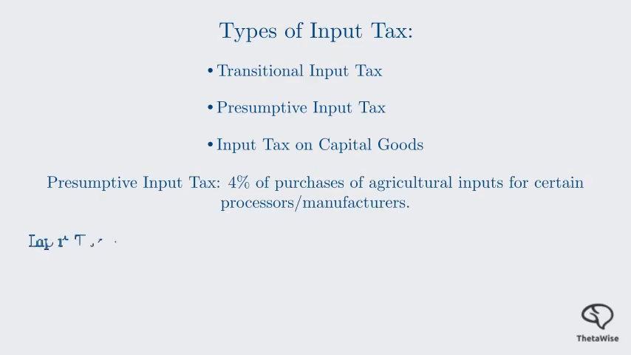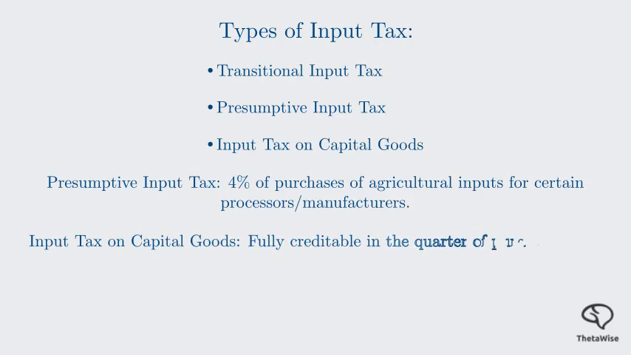Finally, there's input tax on capital goods. For large purchases of capital goods, like machinery, with a cost exceeding 1 million pesos, the input tax was previously spread over 60 months. However, this provision was repealed by the TRAIN law, and now the input tax on capital goods is fully creditable in the quarter of purchase.